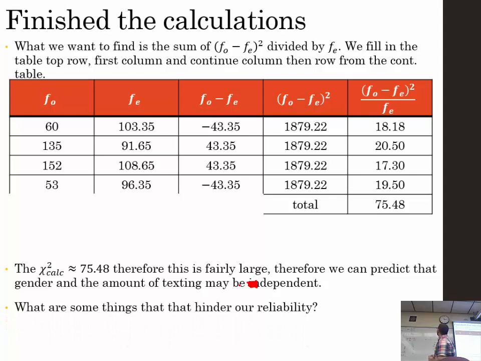I would have liked to talk about some things that would hinder reliability, but we'll get back to that. Well, I could just say confounding variables, those types of things. Oh, I had the whole thing about calculating chi-squared using a graphing calculator.